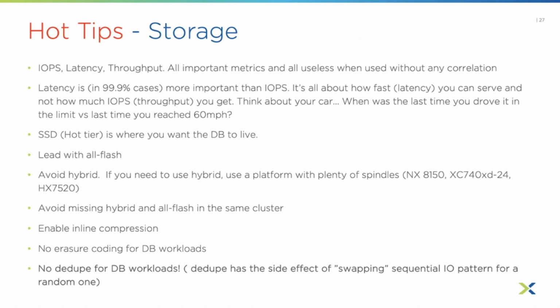And then some storage tips. IOPS, latency, and throughput are all important metrics, but they are not useful when used without any correlation. I've heard the term used a lot, and cringeworthily I've used it too: IOPS are king. That's not always the case. I would argue that latency is the more defining factor when it comes to the end user experience of who's using that application or that database, who's running those reports, whether it's an analysis type of thing or just a relational database. Latency is equal, if not more important, when you're looking at that. So use it in relation to what your workloads are.